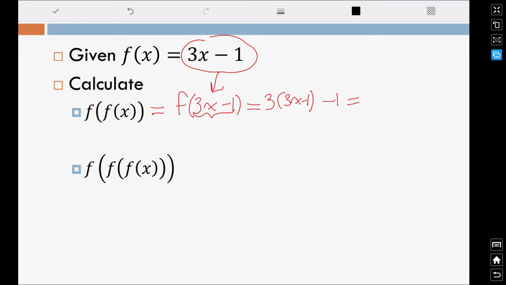We can clean things up a bit, so we get 9x minus 3 minus 1, and final simplification, we'll get 9x minus 4. There we go. So this is what the function composed of itself is going to look like. So notice, even though we don't have a value for x, we can still compose the function. All we really did was replace f of x with the actual function itself, and then put it into wherever x is supposed to go. So keep that in mind.